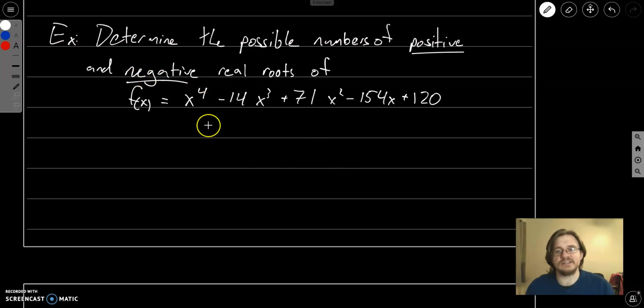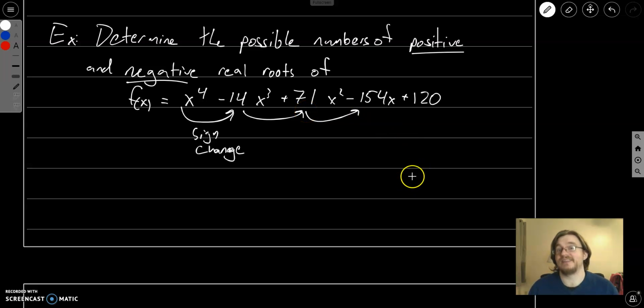So let's see, how many sign changes do we have? From plus 1 to negative 14, sign change. From negative 14 to positive 71, that's another one. From 71 to negative 154, that's a third one. And from negative 154 to 120, that is a fourth one. So we have 4 sign changes.